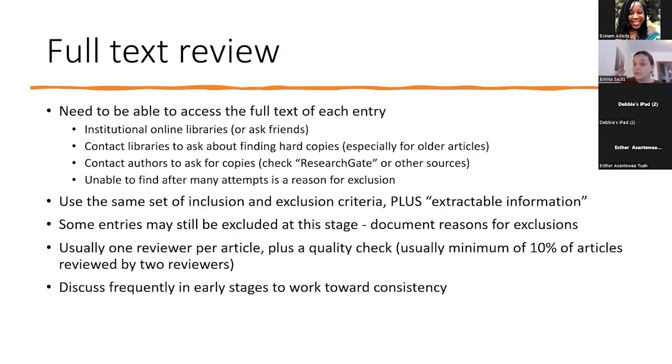I have seen reviews where 2 people do the extraction, so that's possible. It's also pretty common where you may have only 1 reviewer do the extractions for each one. However, you really want to build in some kind of quality check, right? So usually it's at least a minimum of 10% of the papers, but you may decide you want to do 50%, where you have 2 people who are independently extracting, and then you're coming together to discuss the findings together. And again, you want to have those discussions as frequently as you can early on for consistency.